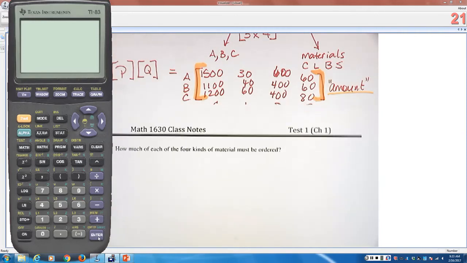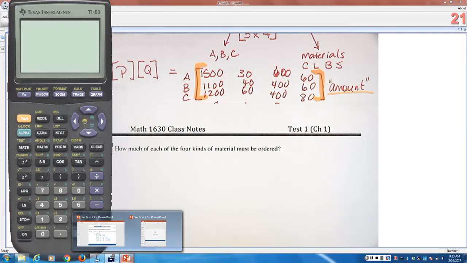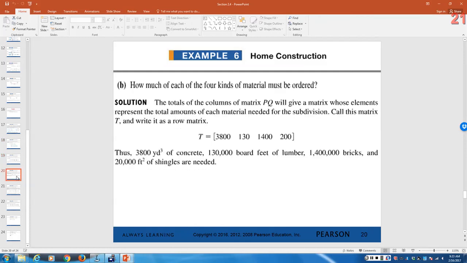You're going to add up each column. You have to add up each column, right? So if I add up each column, and there is not a way for your calculator to do this, by the way. You can create a matrix out of it, but there's not a way to get it to add up your columns. For concrete, we have 1,500, 1,600, 2,600, $3,600, $3,800.